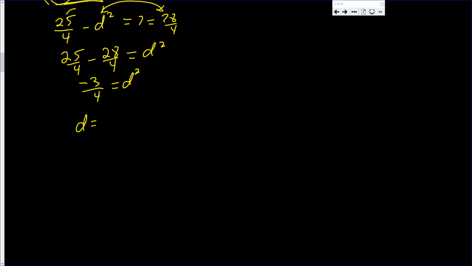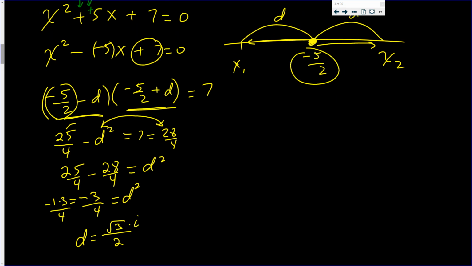So d is, now think of negative 3 as negative 1 times 3. You get the square root of 3 over the square root of 4, which is 2, times the square root of negative 1, which is i. Once you get d, you're done. You take that midpoint, which was that, so x1 is negative 5 over 2 minus the square root of 3 over 2 i. And x2 will be negative 5 over 2 plus the square root of 3 over 2 i.